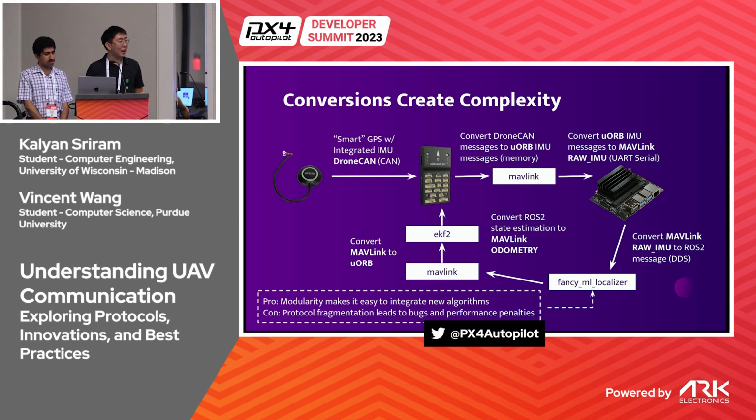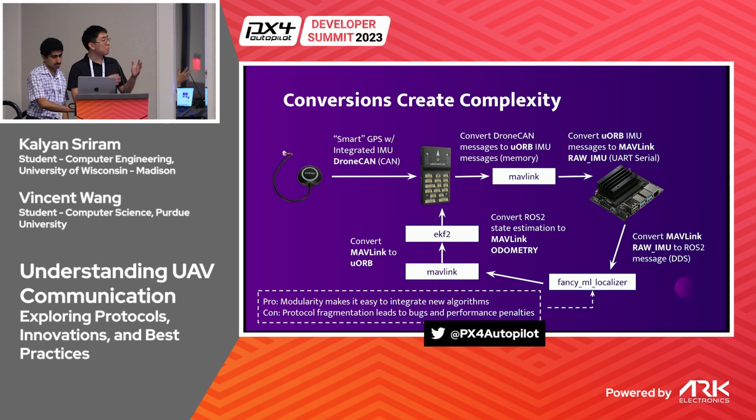In our case, raw IMU data has to come in via DroneCAN, be packaged into uORB data for PX4, then that gets packaged into MAVLink and sent to the companion computer over serial, which then needs to unpack that back into ROS 2 and then run it through a neural network node before re-encoding the ROS 2 message into a MAVLink odometry message. Finally, that will travel back to PX4 and then be reinterpreted into uORB to be included in the estimator.